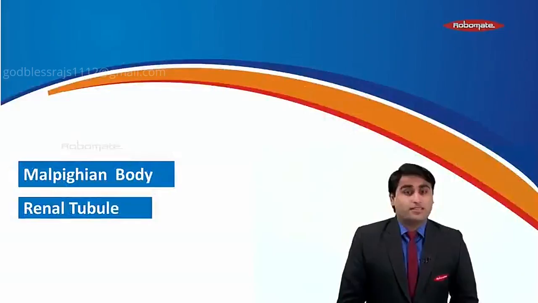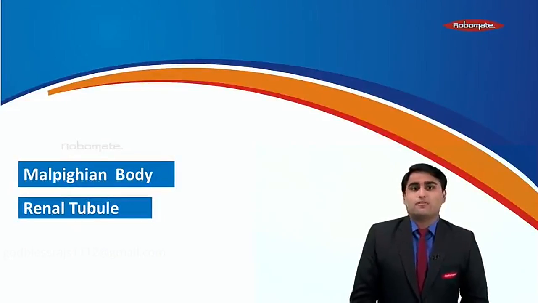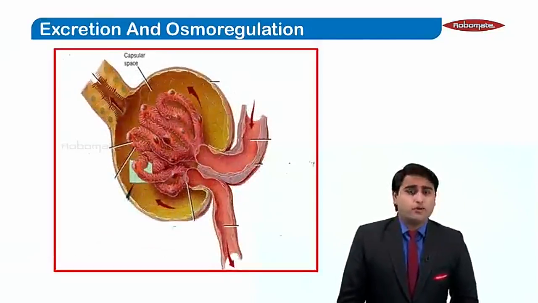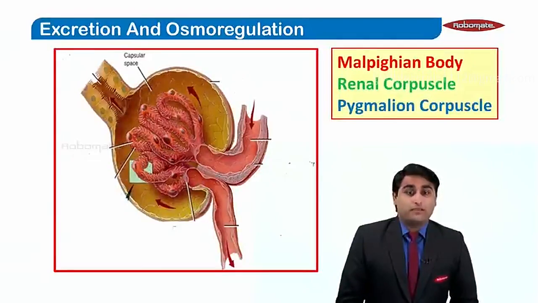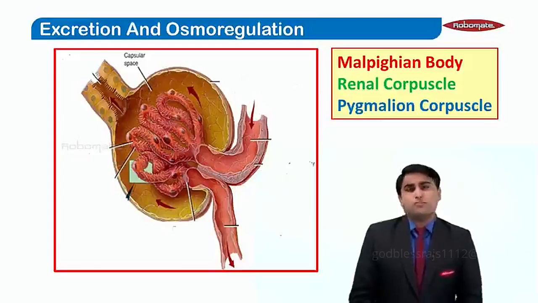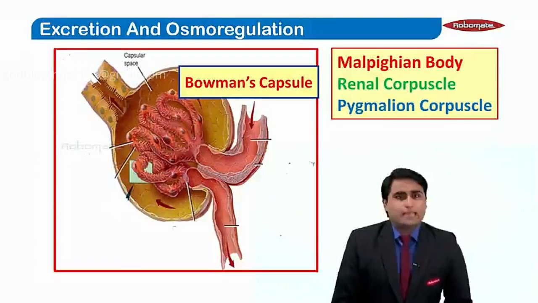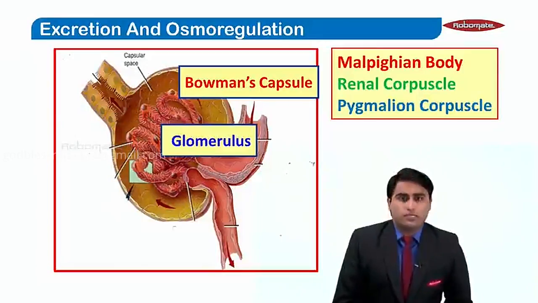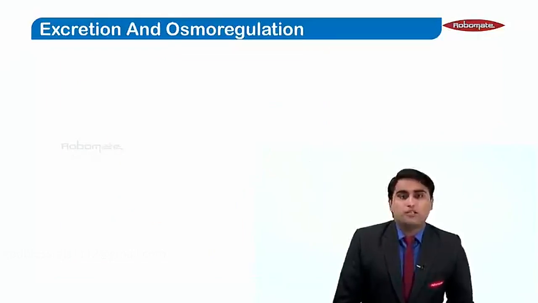Today in this module we are discussing two important structures of the nephron, that is the Malpighian body and the renal tubule. Now let's start first with Malpighian body. In the previous module we said that Malpighian body is also called renal corpuscle, which can also be termed as Malpighian corpuscle. And we also discussed that Malpighian body is made up of two important structures, that is the Bowman's capsule, and inside the Bowman's capsule there is the glomerulus. So Bowman's capsule plus glomerulus is collectively termed as Malpighian body.